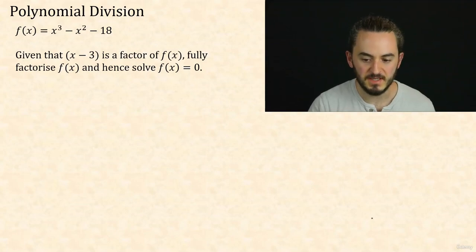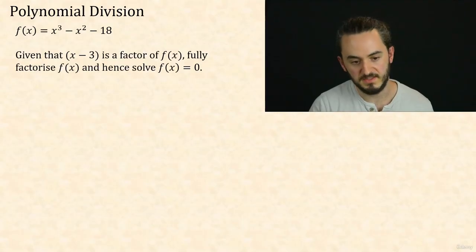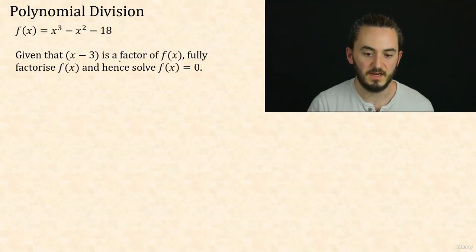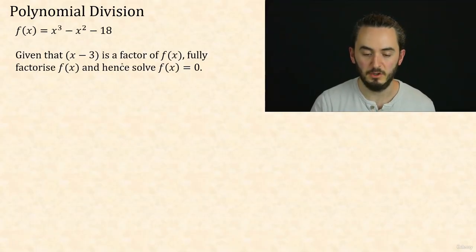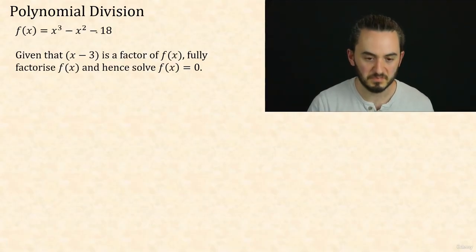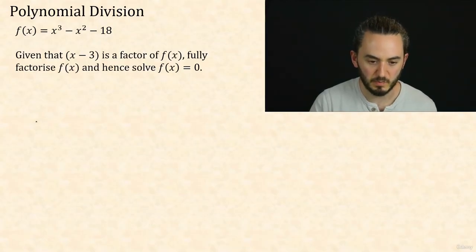So here it says f of x equals x cubed minus x squared minus 18. Given that x minus 3 is a factor of f of x, fully factorize f of x and hence solve. So same kind of question, just a different cubic. Now notice here the cubic is a little bit awkward because there is no x term. Don't worry about that, it basically makes no difference. So same thing, we're going to create our grid.